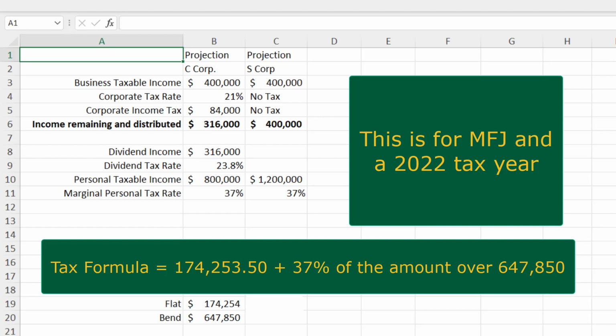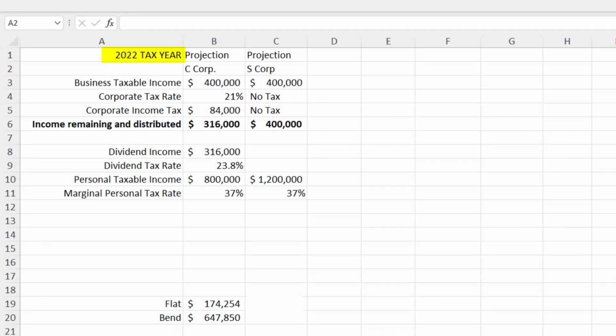So first of all, I just want to make a note here that this is 2022 tax year. And if you're looking at this video and you're working on a different tax year, 2021, 2023, 2024, note that the method is the same. You're just going to have to come up with a different amount. I call the 174,254 the flat amount in that formula, and I call that the bend point.